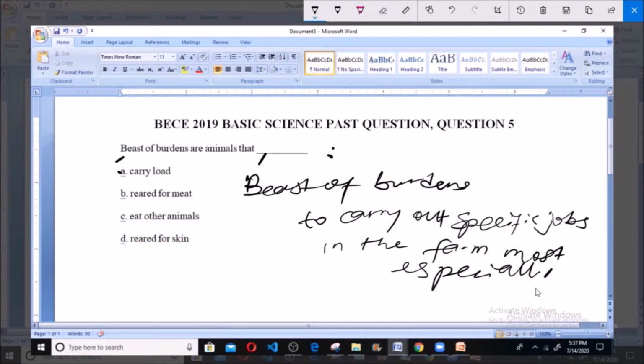Now I want you to know that these animals are not reared for meat at all, and they are not carnivores. Like see the bull, the donkeys, they are not carnivores. Carnivorous animals are the animals that eat other animals, and also they are not reared for skin at all. So definitely our answer here is A, which is carry load. These animals are trained to carry load and do other jobs in the farm work.